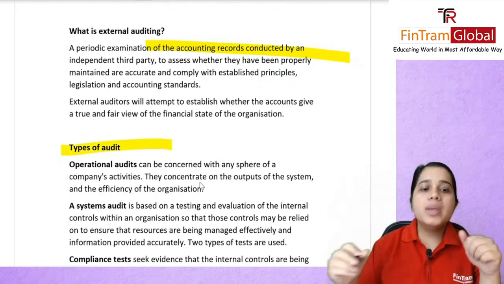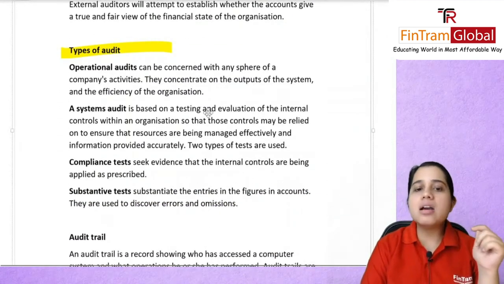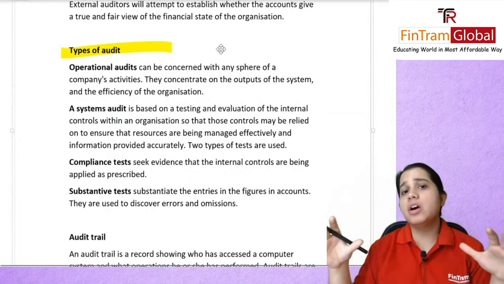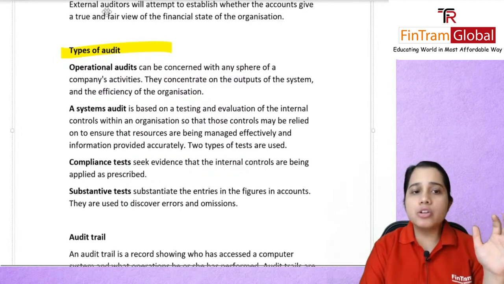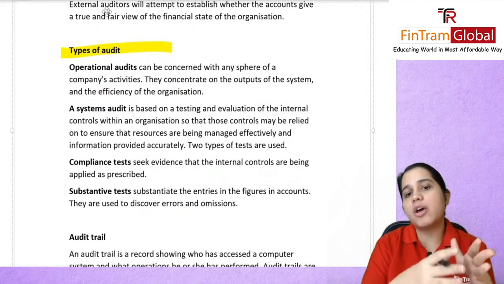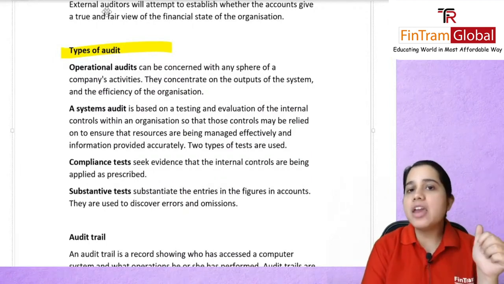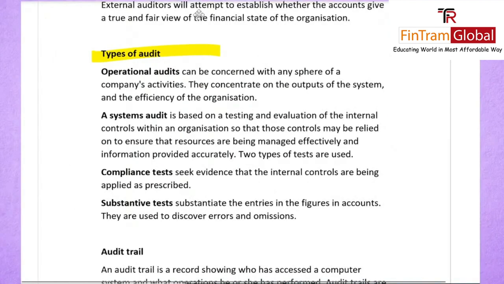So what are the various types of audit we have? We have the operational audit. These are concerned with any sphere of your company's activities, and you generally do this to concentrate on the outputs of your system and the efficiency of the organization. Then we have the systems audit. This is based on testing and evaluating the internal controls that you already have in your organization.